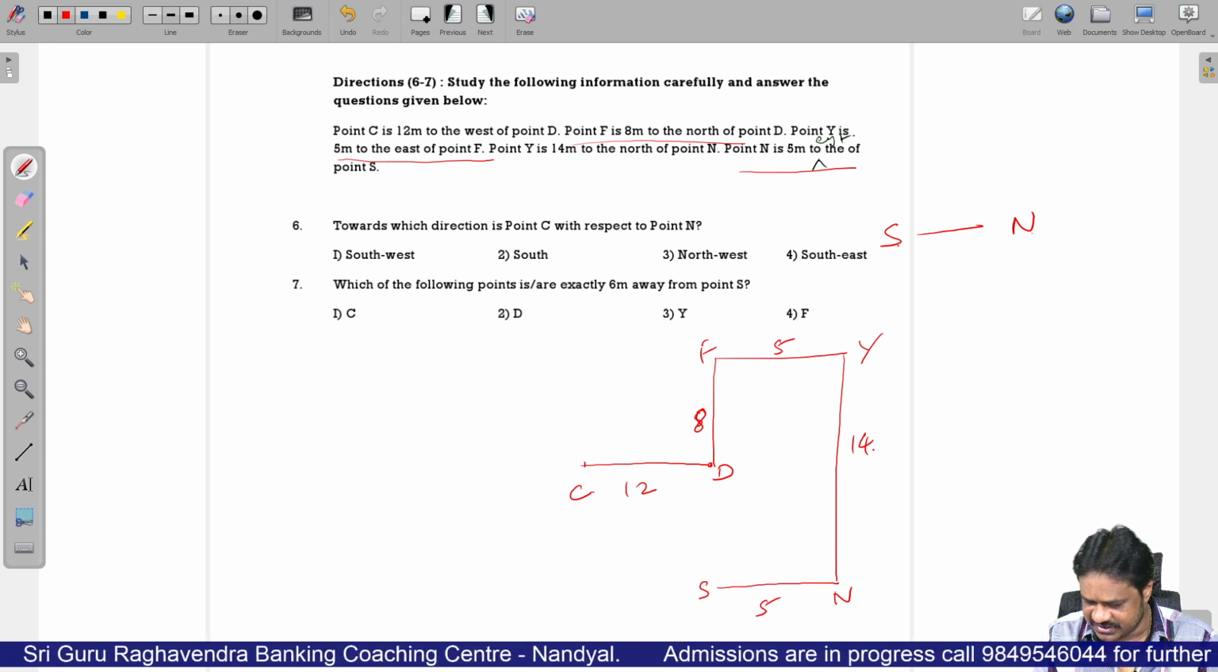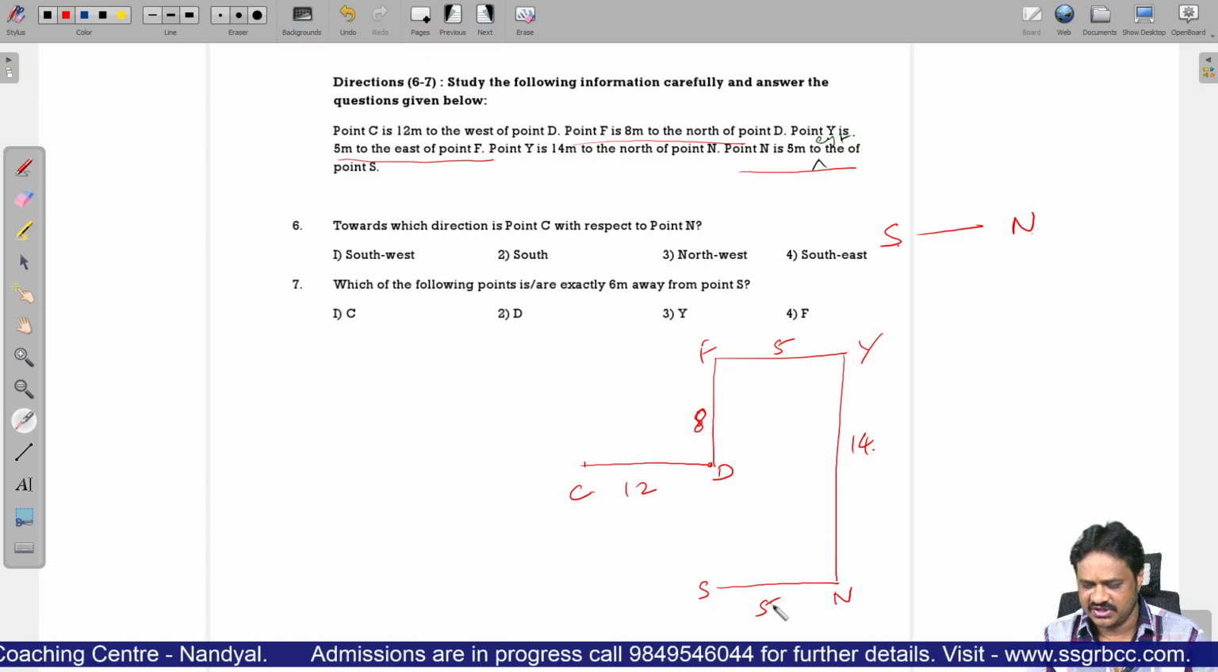This is S, this is 5 meters. That means F, T, S should be in a straight line. Why? Because this is 5 meters, this is also 5 meters. First question, towards which direction is C with respect to N?